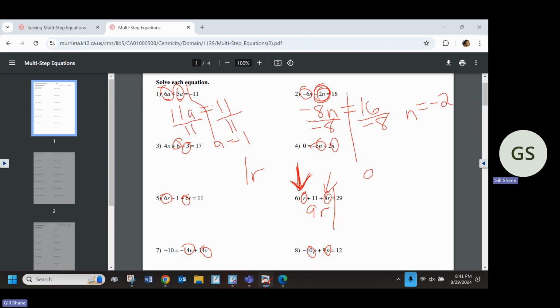So 9R plus 11, because I still have that 11, equals 29. Well, now I've got to do a two-step equation, so I need to get rid of the 11. Whatever I do on one side, I've got to do on the other. That gives me 18 equals 9R. Well, now I'm to the division step. So R equals 2.